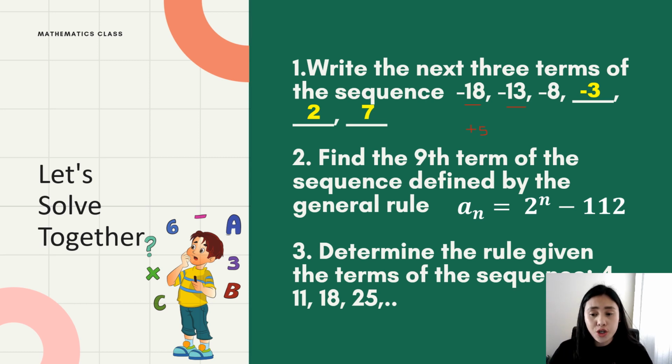Find the ninth term. To get the ninth term, we replace n by 9. Therefore, a sub 9 equals 2 raised to 9, which is equal to 512. Minus 112, the final answer is 400. Now, let's try number 3. Timer starts now.